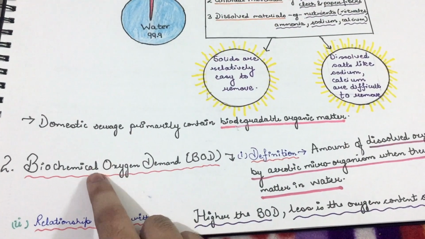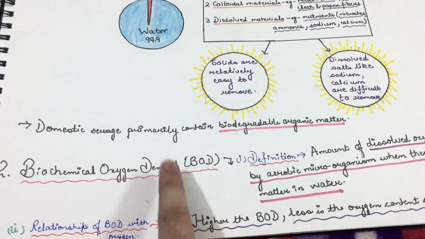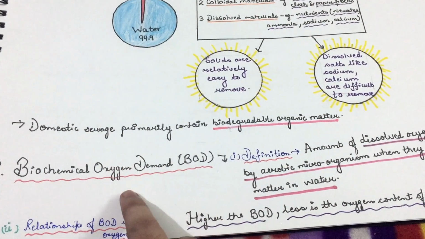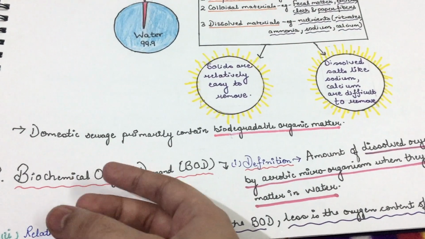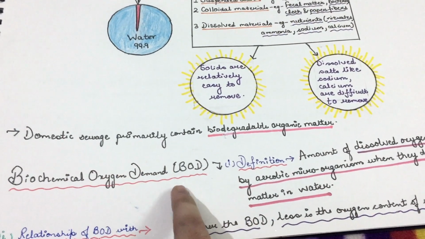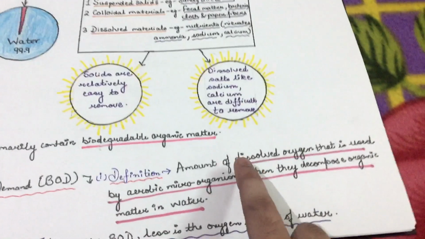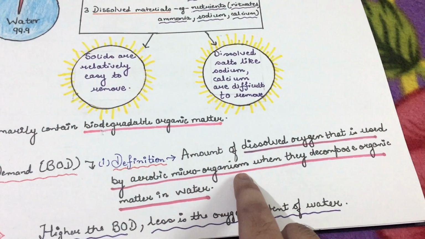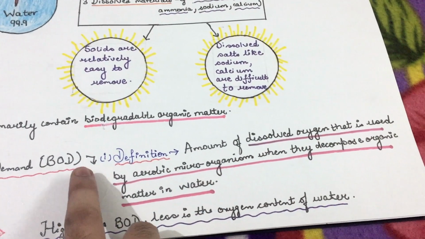Now let us look at what is BOD. BOD is biochemical oxygen demand. You know that microorganisms decompose the organic matter which is present in water. Now, the amount of oxygen they use when they decompose this organic matter is called BOD. So, the amount of dissolved oxygen that is used by microorganisms when they decompose organic matter in water is called BOD.